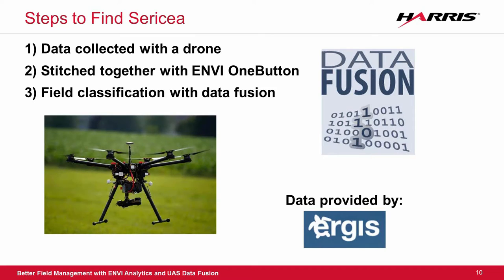So we're going to go through the steps of getting everything stitched together with ENVI OneButton, and we'll talk more about what OneButton is in just a second. And then the third step, which is field classification with data fusion. So this is where we actually use the analytics that are classification tools that ENVI ships with. And the data fusion that we're going to be talking about today is with some spectral indices combinations, and we'll also talk about other options in the conclusion.